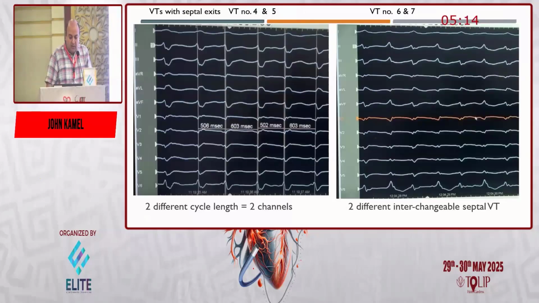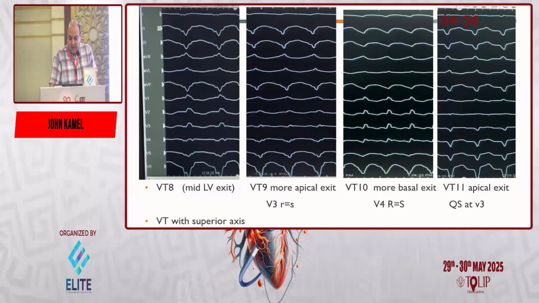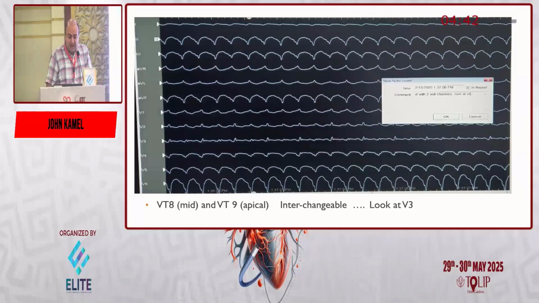Also, VT4 and 5 are narrow VTs with septal exit. VT6 and VT7 also have septal exit, but a different exit. And these other 4 VTs are different VTs with superior axis. Superior axis, meaning that they are rising from the inferior edge of the scar.